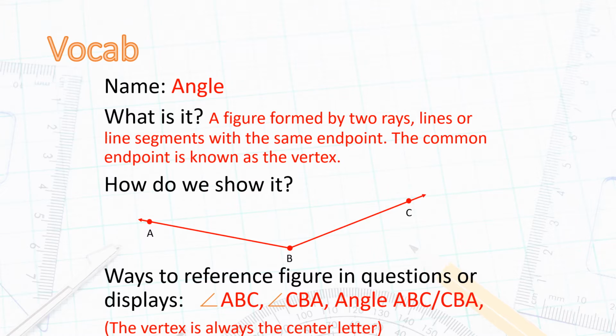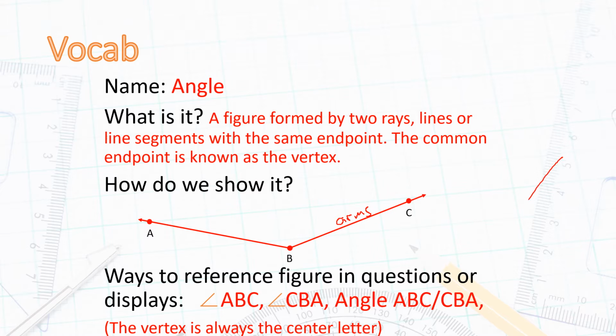All right, then we got vocabulary. We have an angle. So this is a figure formed by two lines or rays that intersect at a point. This point is called a vertex. How we show it, you've got at least one point, so you're always going to have one, and that's the vertex, so B would have to be there, and then you usually have two arms, so we call these the arms of the angle, and they will be coming off from it.